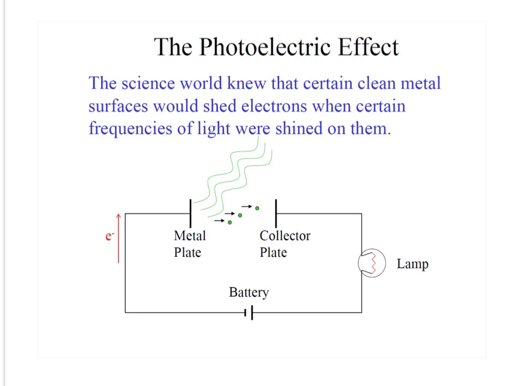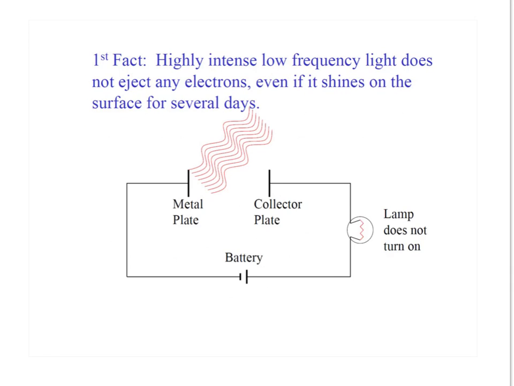So if the correct frequency of light hits the surface of the metal plate, it will eject electrons. Those electrons are then drawn toward the positively charged collector plate, and the flow of electrons completes the circuit and causes the bulb, or whatever, to light up. So here are just 4 facts.